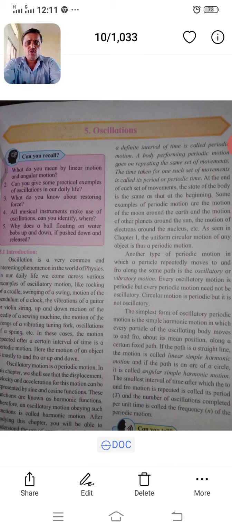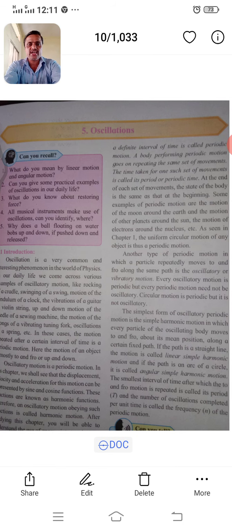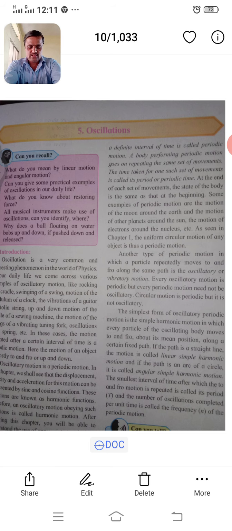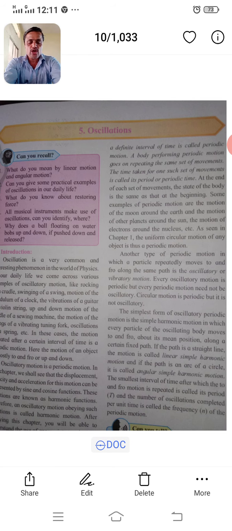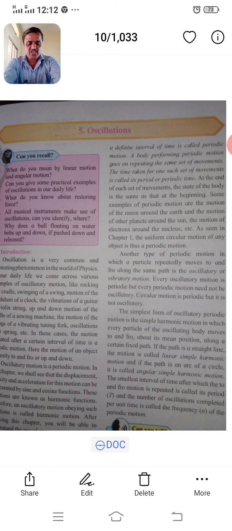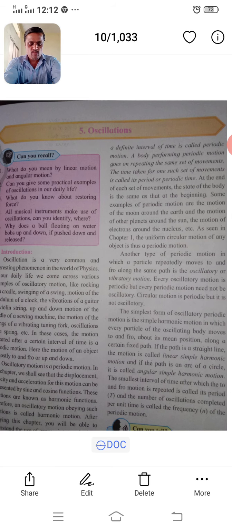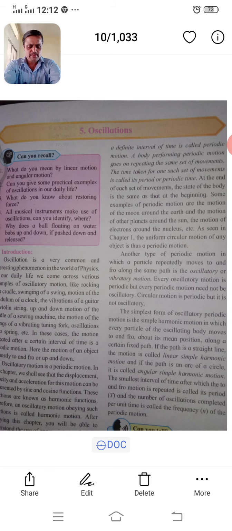Now what is oscillatory or vibratory motion? When a particle repeats its motion to and fro along the same path in equal intervals of time, that is called oscillatory periodic motion or vibrating periodic motion. Every oscillatory motion is a periodic motion, but every periodic motion need not be oscillatory. For example, circular motion is a periodic motion, but it is not oscillatory motion.